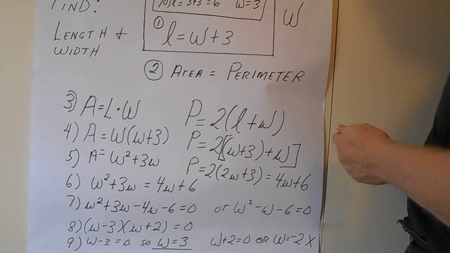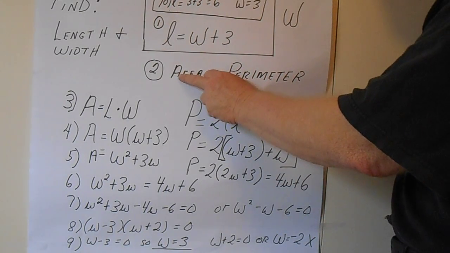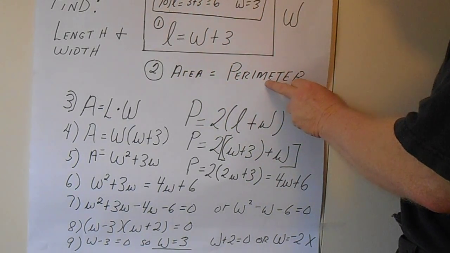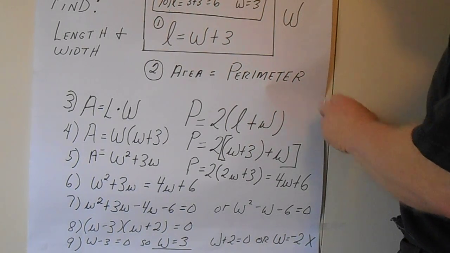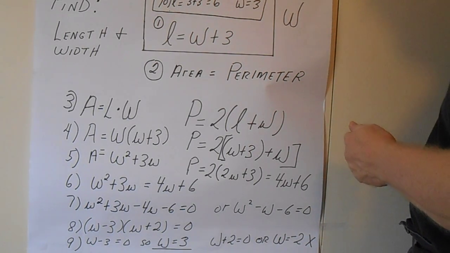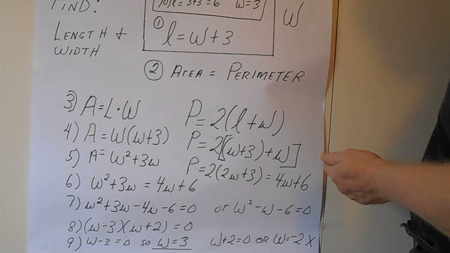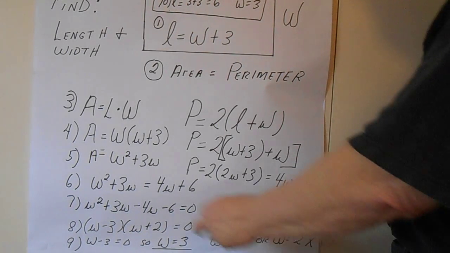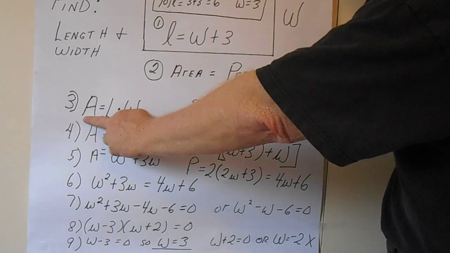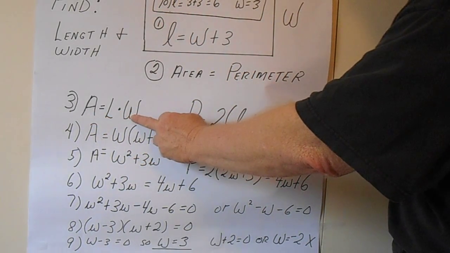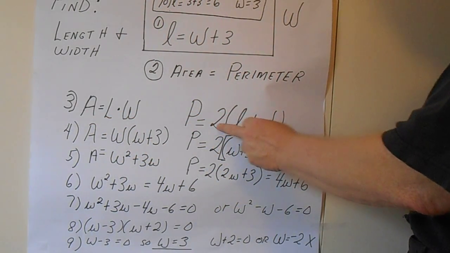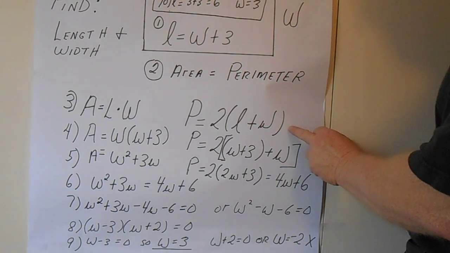Another part of the given to the problem is that the area of this rectangle happens to be equal to its perimeter. At this point, I would be asking my students for formulas again, and hopefully they could give them to me. To find the area of a rectangle, the area is equal to the length times width, and the perimeter is equal to 2 times the length plus the width.